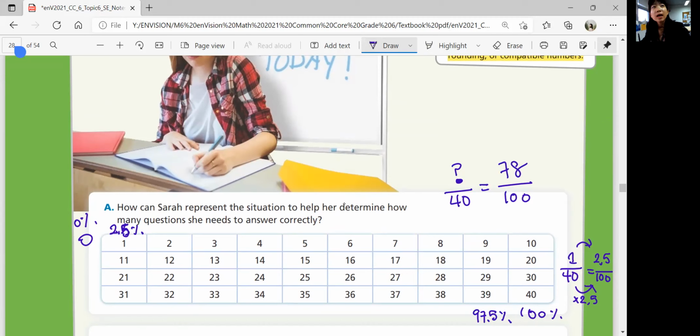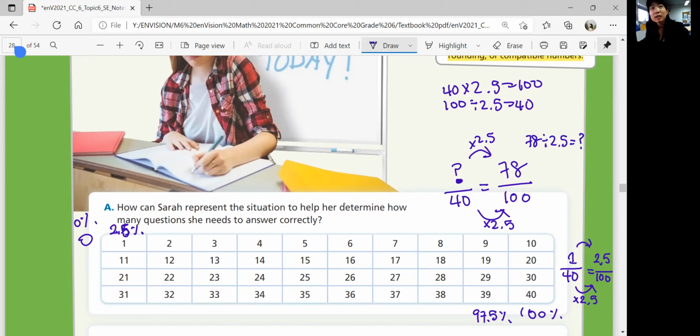Okay. So again, you know that 40 times 2.5 is 100 because 100 divided by 40 is 2.5. So you multiply 40 times 2.5 to get 100, right? So 40 times 2.5 is 100. And because 100 divided by 2.5 is 40, okay? So something times 2.5 is 78, but that also means 78 divided by 2.5 is your answer.